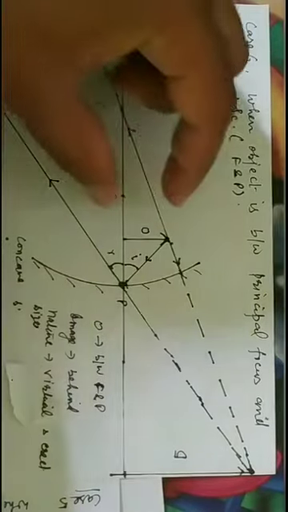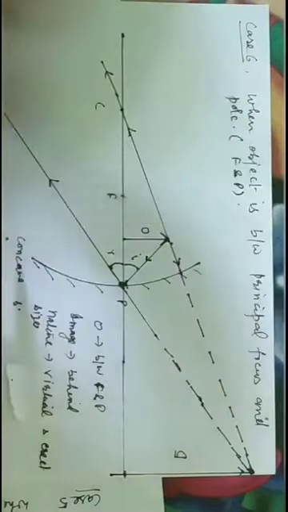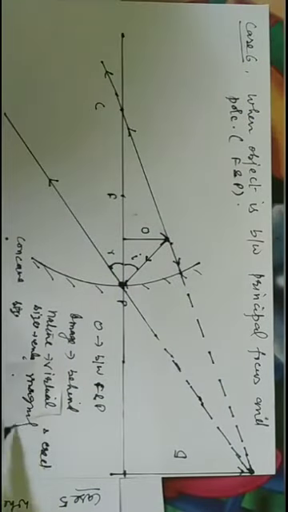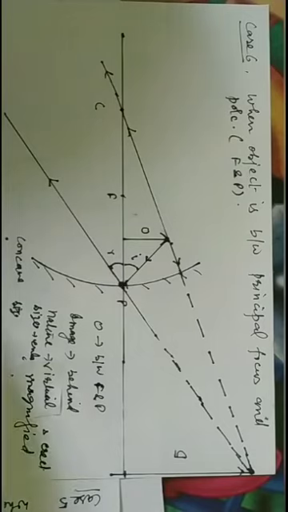Size, you can see here the object size is small and the image is bigger, so it is magnified or enlarged. So this is the last case, when your object is between focus and pole. Your image is behind the mirror, it is virtual and erect, and it is enlarged. So this is the image formation for the case of concave mirror.